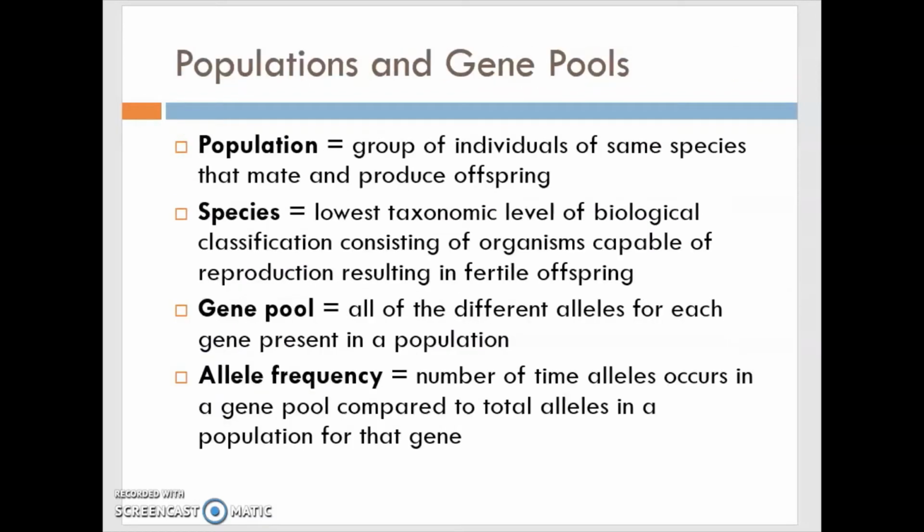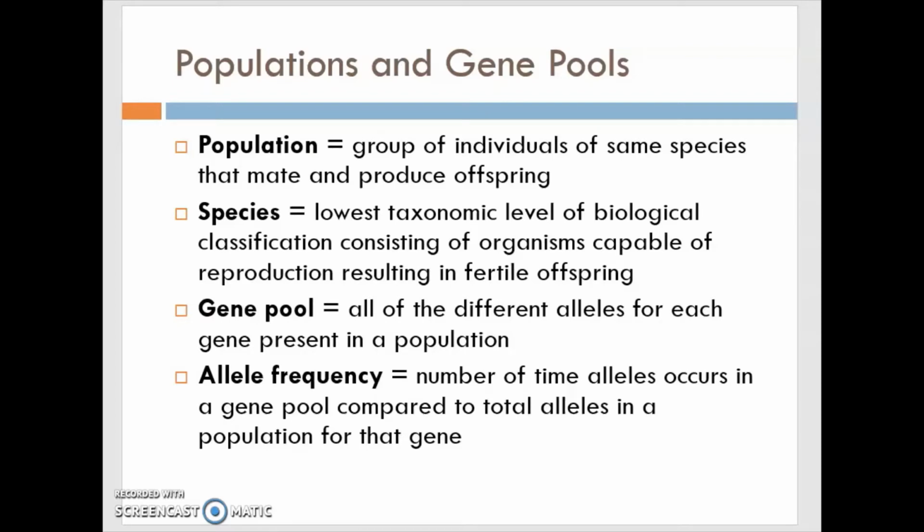Some other important words: we have population, that's a group of individuals of the same species that mate and produce offspring. We talked about species before, and so these are organisms that are capable of reproduction and making fertile offspring. We have a gene pool, which is all of the different alleles for each gene that are present in a population.